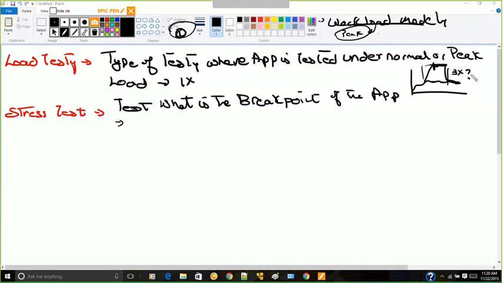Also, when will my application break? That is, when will my application stop responding? At what load will my application stop responding? It cannot take anymore.